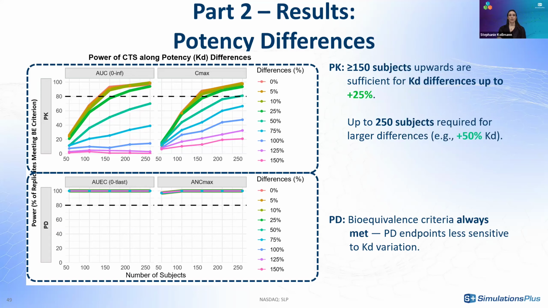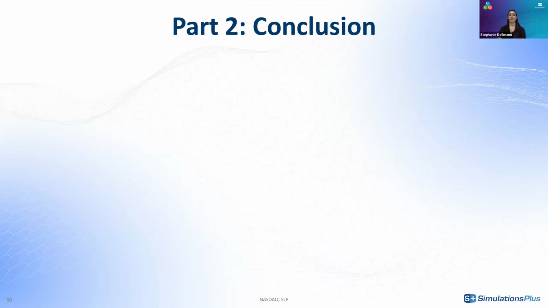So taking together the results, the results confirm that the design with approximately 200 subjects provides a robust power for detecting relevant differences in exposure, while PD outcomes remain stable across perturbations. To summarize the second part of the analysis, we used clinical trial simulations to evaluate how sample size and parameter differences affect our ability to demonstrate PK-PD biosimilarity.